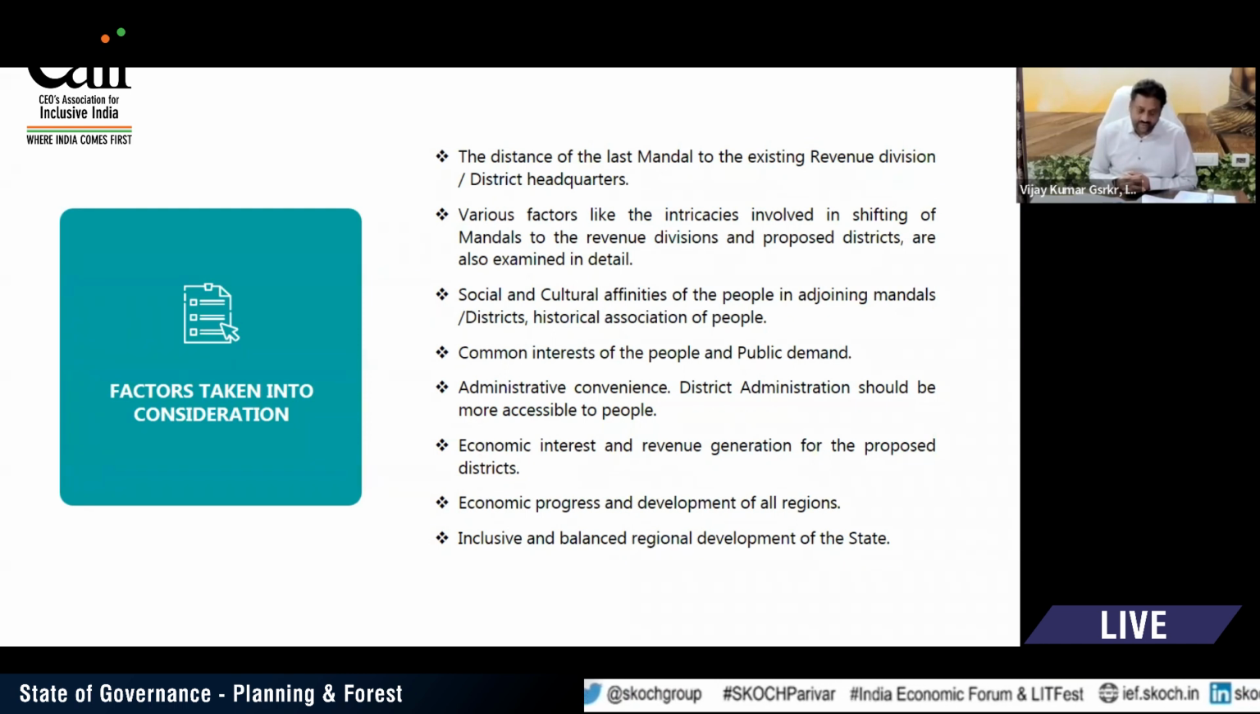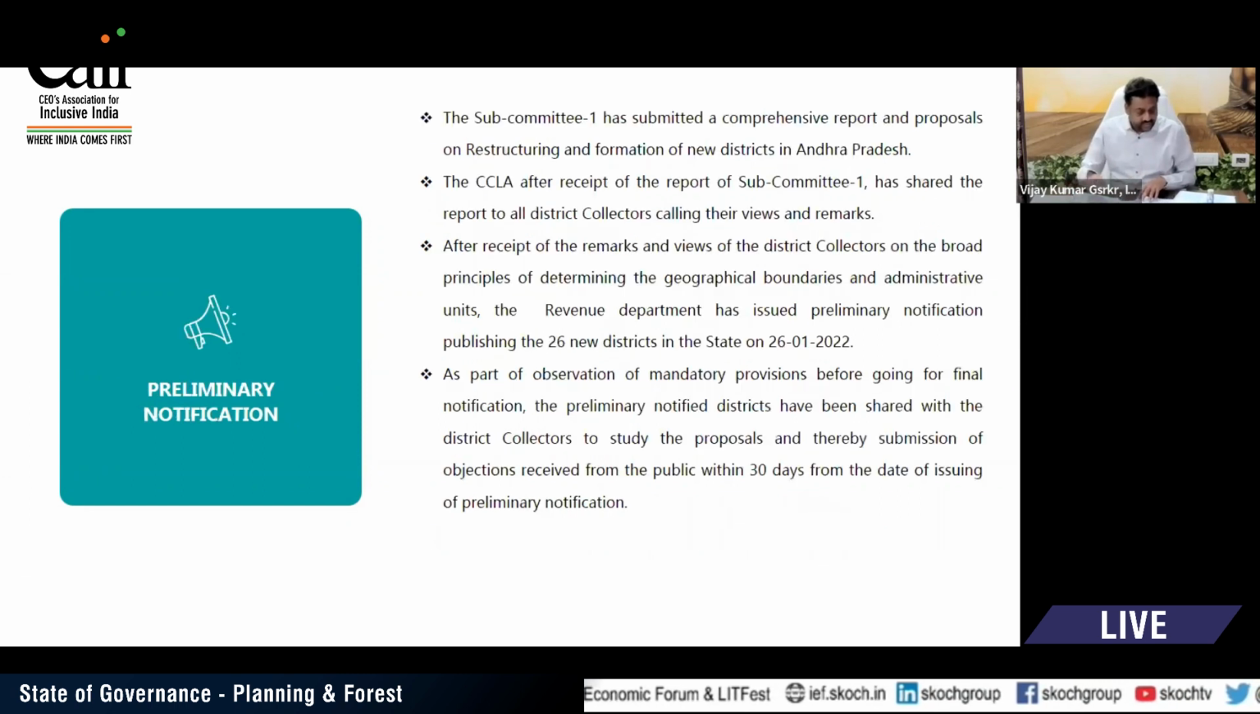Similarly, while doing this entire exercise, we tried to ensure inclusive as well as balanced regional development in the state. That was the objective behind. Just like that, if you don't do this kind of balanced thing, we will not be able to achieve inclusive development. So these are, in brief, the factors we have taken into consideration.